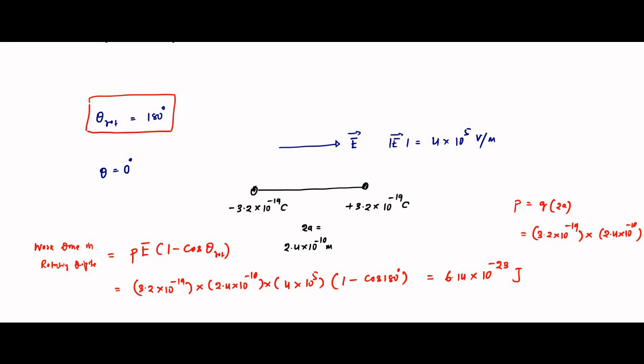So here the important thing is to remember this formula, and all the formulas related to it: electric field along axial line, equatorial line, work done in rotating a dipole, potential energy of a dipole, torque acting on a dipole. All those formulas you should be completely aware of, and all these theoretical concepts we have discussed already. You can check the electricity and magnetism videos.